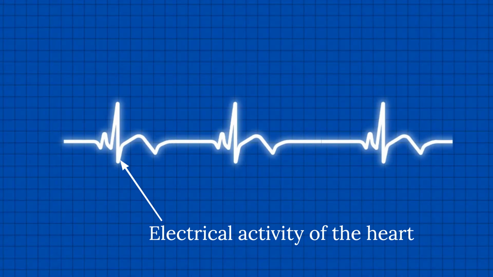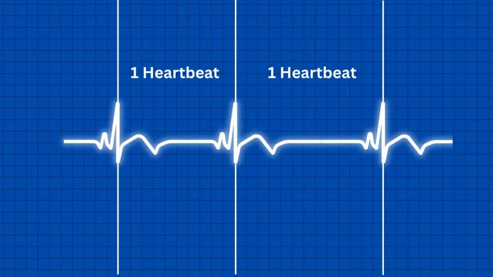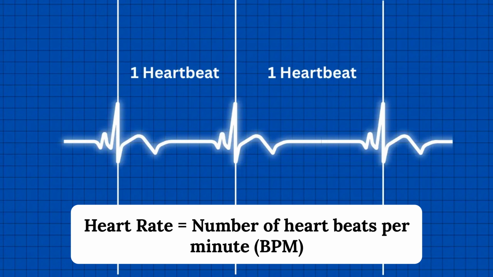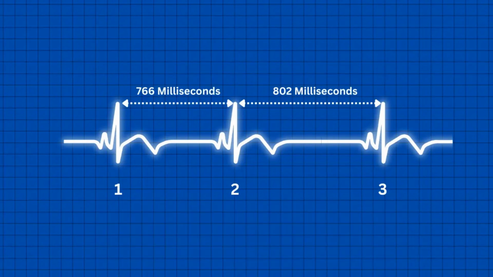Here's a diagram to help illustrate this. This is an ECG. The line represents the electrical activity of the heart over time. This is one single heartbeat. The number of these over a period of time represents heart rate, which is often measured in beats per minute. This is the time between each heartbeat measured in milliseconds. So this second heartbeat happened 766 milliseconds after the first heartbeat. Third heartbeat happened 802 milliseconds after the second heartbeat.